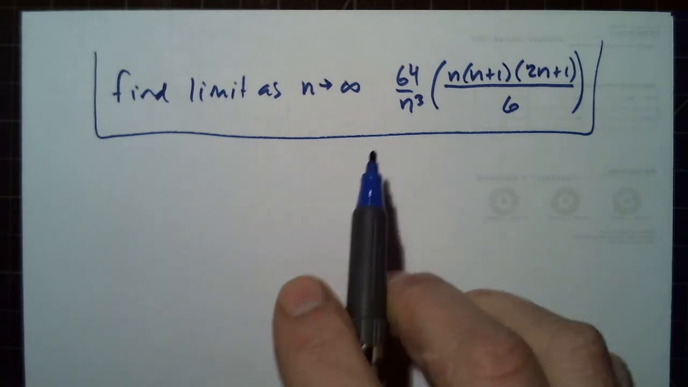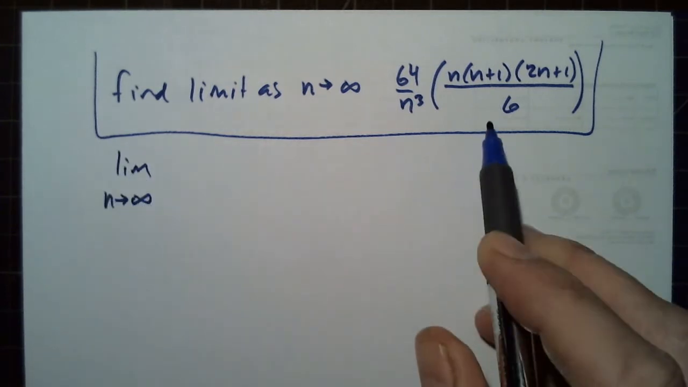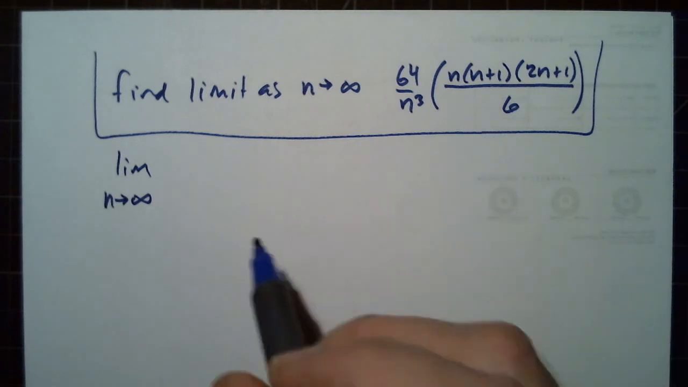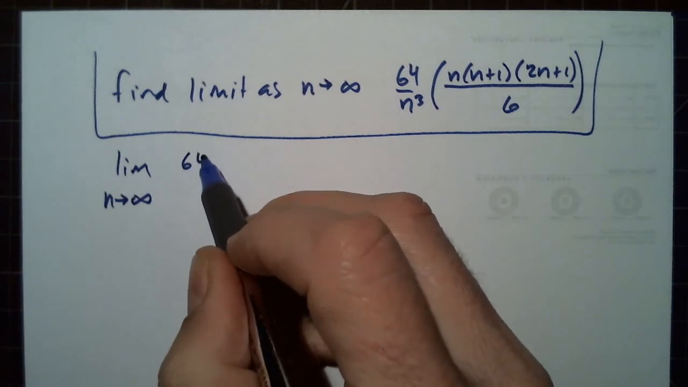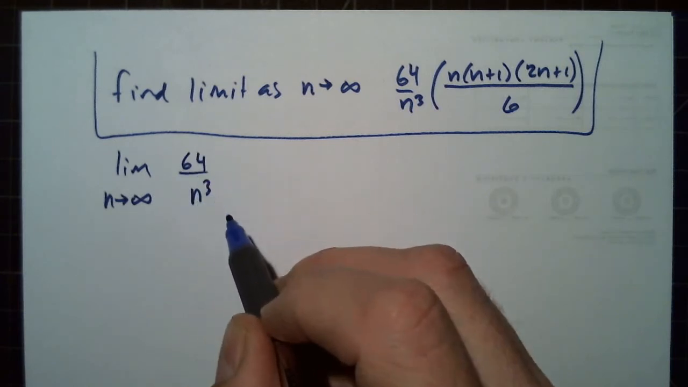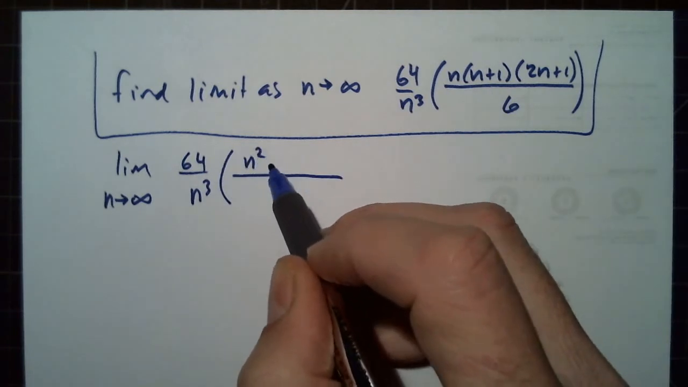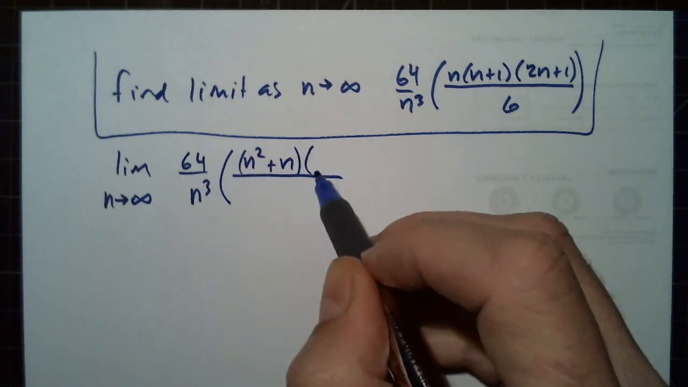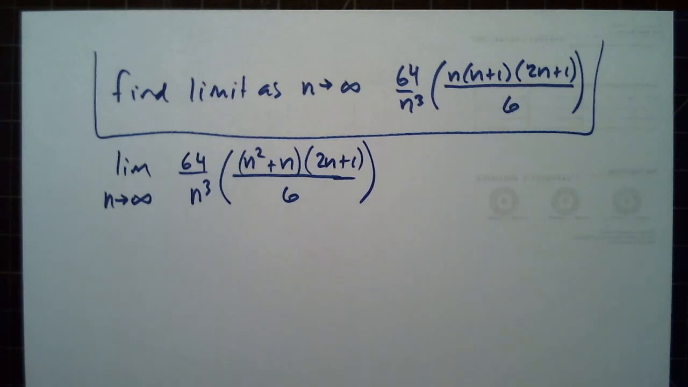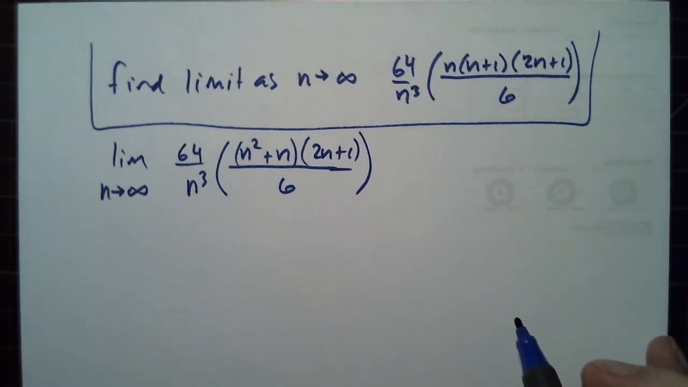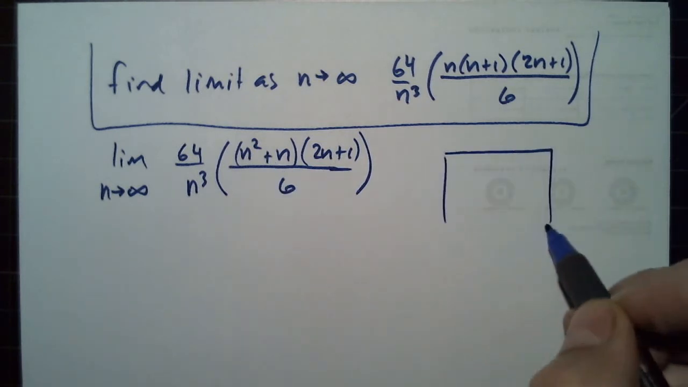Okay, so let's find the limit. This is the type of expression we're going to end up with when we're finding the area using a limit. So let's just start expanding that. And then we have to expand that.